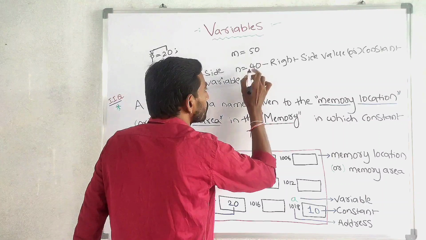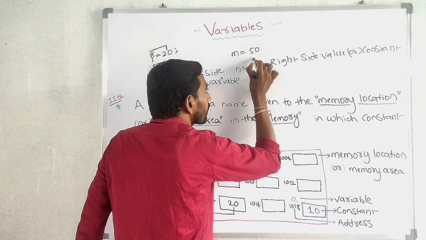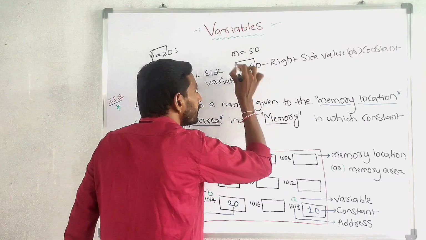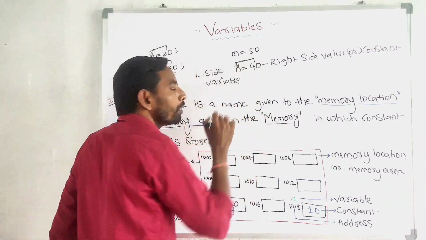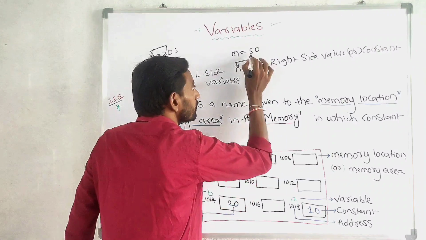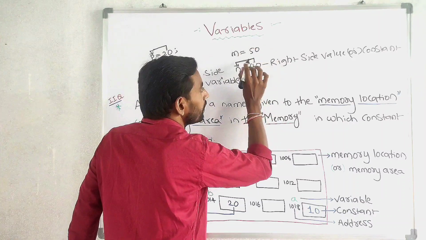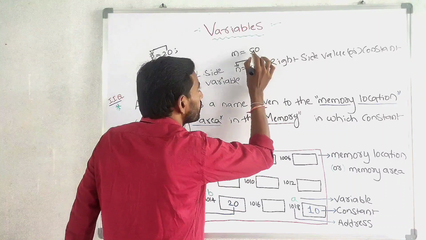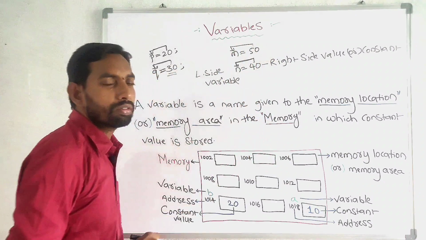This assignment operator is used to store the right side value to the left side variable, or the right side constant to the left side variable. So in this example also, 50 is a constant or 50 is a value. The right side value can be stored into the left side variable.